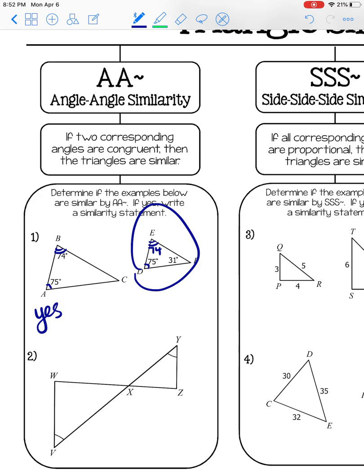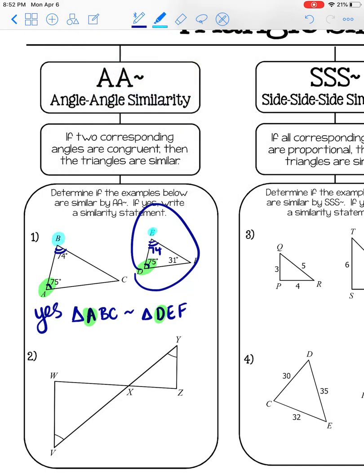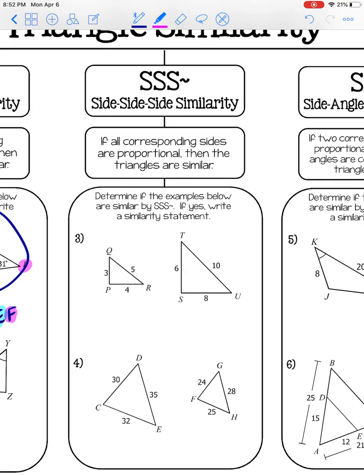And then writing a similarity statement means we have to match up the angles. So A, B, C is going to be similar to D, E, F because A and D match up, B and E match up, and C and F match up. Right, so the similarity statement needs to be in the right order. So that's angle-angle. Next, we have side-side-side similarity.